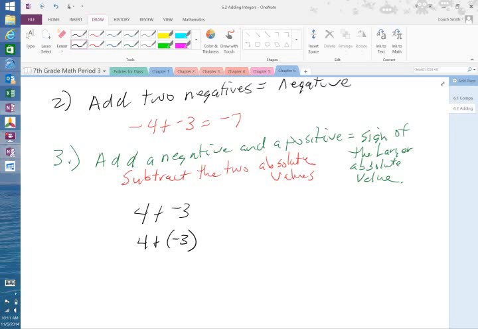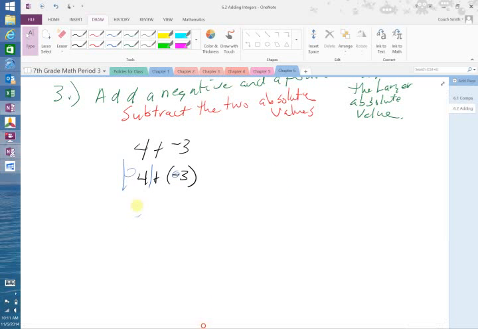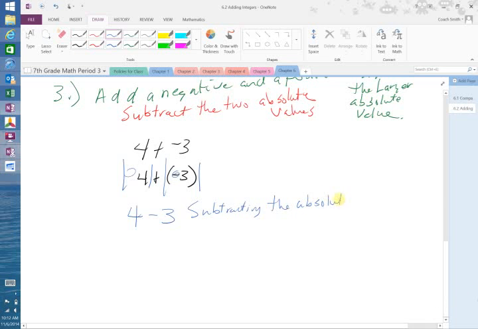Now, here's what we do for either one of them. It doesn't matter how they express it. I have a positive and a negative. So I'm going to take the absolute value of 4. What is the absolute value of 4? 4. What is the absolute value of negative 3? 3. And I'm going to subtract the absolute values.